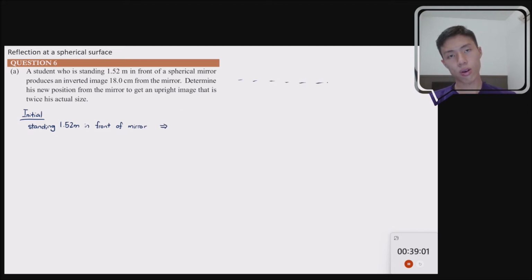Okay, let's draw a rough idea of the diagram. So your mirror will be somewhere here. So your student is the object. I believe he's standing in front of the mirror. So this is your object, or the student. The student is standing 1.52 meter in front of the mirror, producing an inverted image 18 cm from the mirror. So we know for this one, U is equal to positive 1.52.